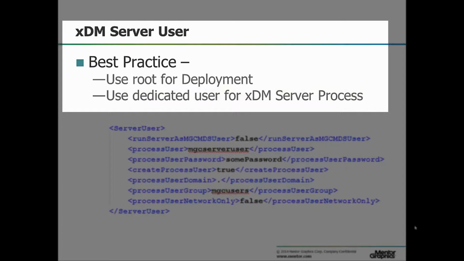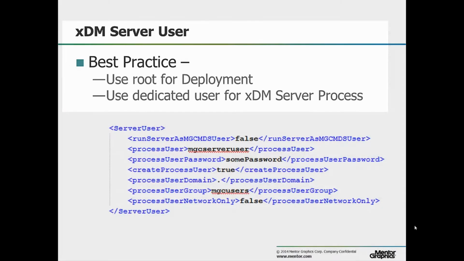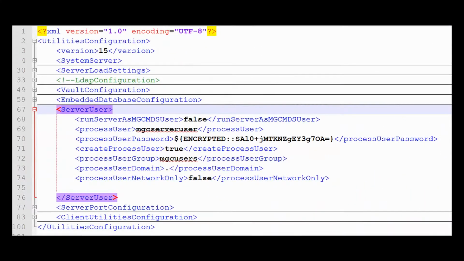We must verify that this user will have all the sufficient privileges, such as read, write, and execute on different files and folders, in order to successfully run the XDM server. The diagnostics utilities will verify that for you. If you deploy the XDM server as root, the MGC MDS daemon will run as root, and MGC server user will run the XDM server and all other processes that derive from it.